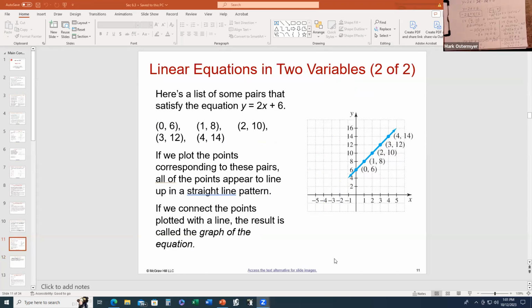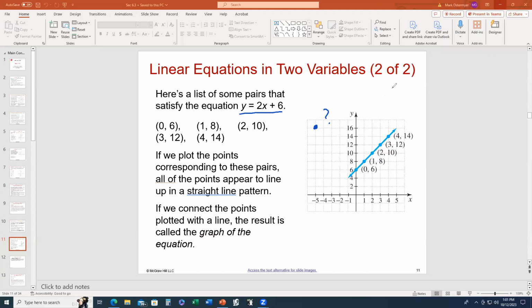Okay, so I have a question for you. Would this point here be a solution to that linear equation y equals 2x plus 6? Is this point a solution? You think that point's a solution? All right, the answer is no. Why? How do we know that it's not a solution to y equals 2x plus 6?